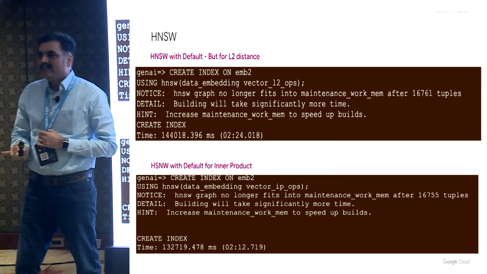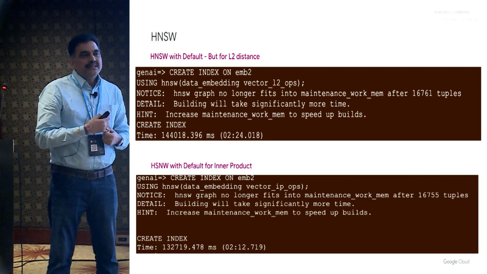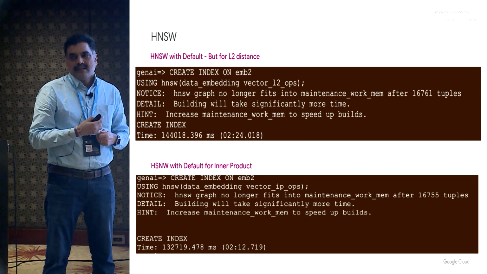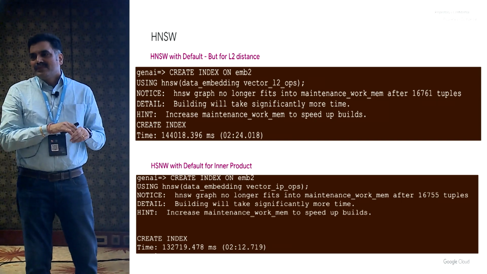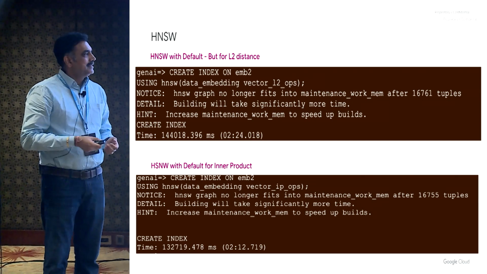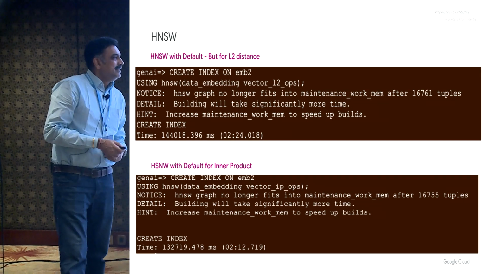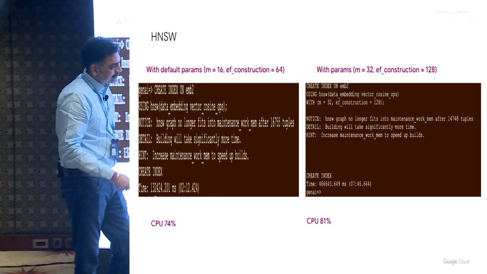I will not say no impact, but significant impact on the build time. It will be driven by M values and EF construction. Is that point across all of us, right? So at least you should get something out of this session. So certain points I wanted to emphasize. It's driven mostly by these two parameters.